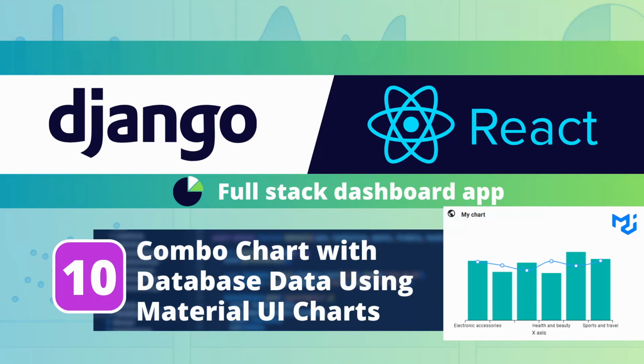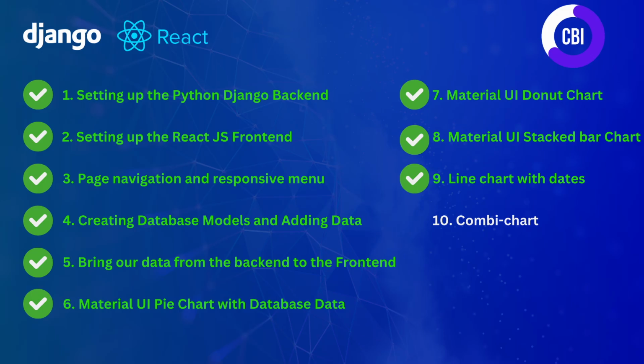In this tutorial series, we're creating a Django and React dashboard app in which users can see the database data visualized in different types of charts. This is not the first video in this series. We've already done 9 before, in which we covered the basic setup of Django and React. I showed you how you can get your database data from the backend to the frontend, and we've explored different visuals such as the pie chart, a donut chart, a stacked bar chart, and also a line chart.